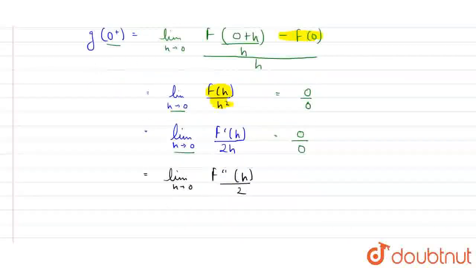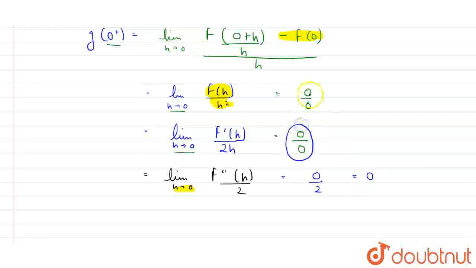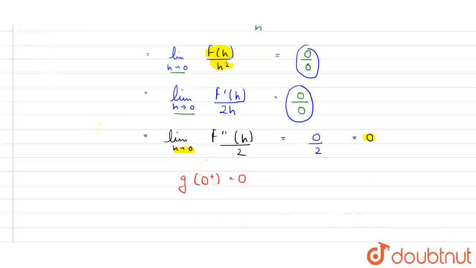2. Now again if I substitute h equals to 0 here, I'll get 0 by 2. This is 0. Here I'm not getting any non-defined value like this. Here I'm getting a proper value which is equals to 0. So my function for 0 plus is equals to 0. Now for checking differentiability, I'll just consider 0 minus now.